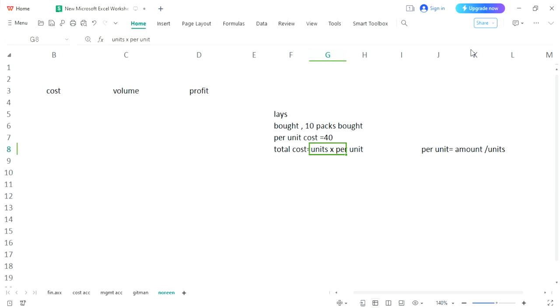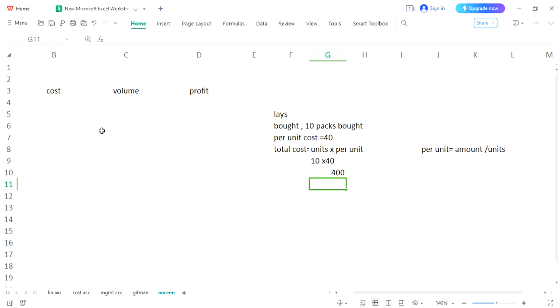So here you want to calculate your total cost, how many units as a shopkeeper you have bought. You have an idea, 10 packs you have bought, and with 10 packs, the per unit cost of each unit is 40. So you will multiply 10 by 40, with which you will get your total cost, and that is 400.